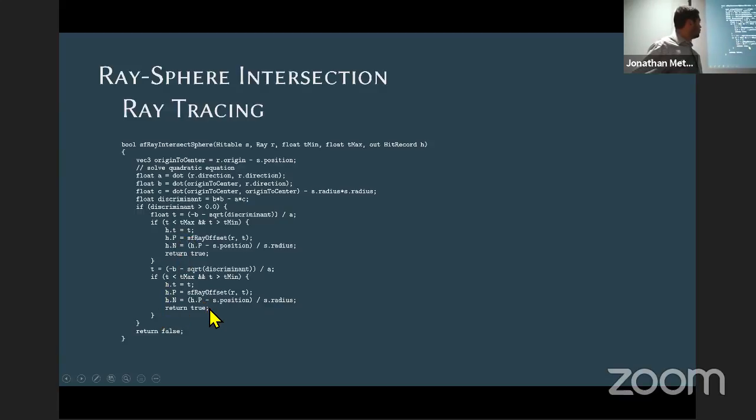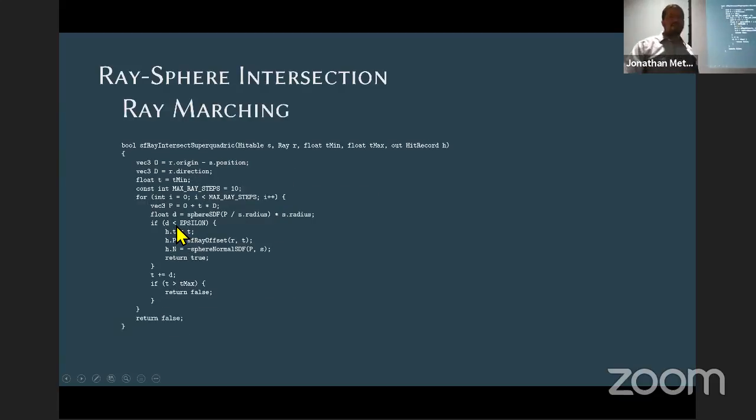And then if it is, we return true. We found our intersection. In contrast with ray marching, we're going to start out. So there's our origin, there's our direction, there's our T equals Tmin. And in this case, I think I was debugging something, but say we want to iterate 10 times. So we calculate our point as O plus T times D, and then we check our sphere signed distance function.